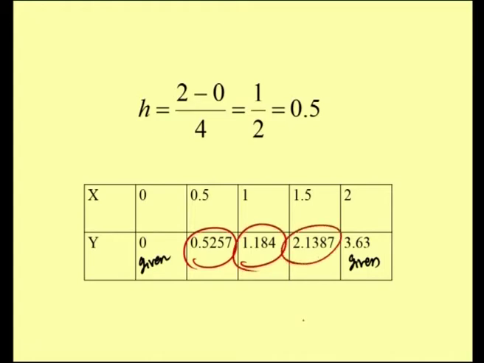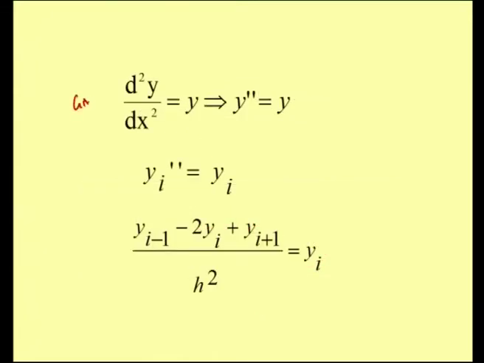After finding out these values, we will come and substitute here. Given d square y by dx square is equal to y, that is y double dash is equal to y. So, therefore, yi double dash is equal to yi, including the suffix i.